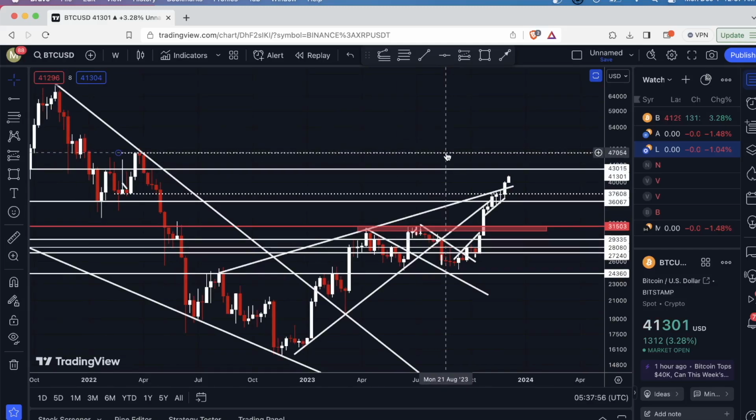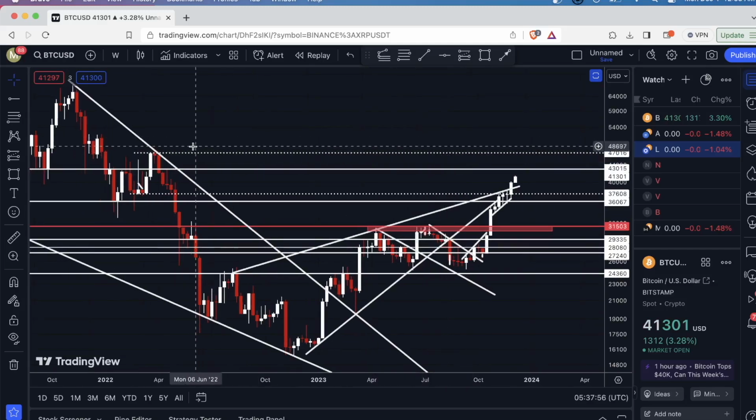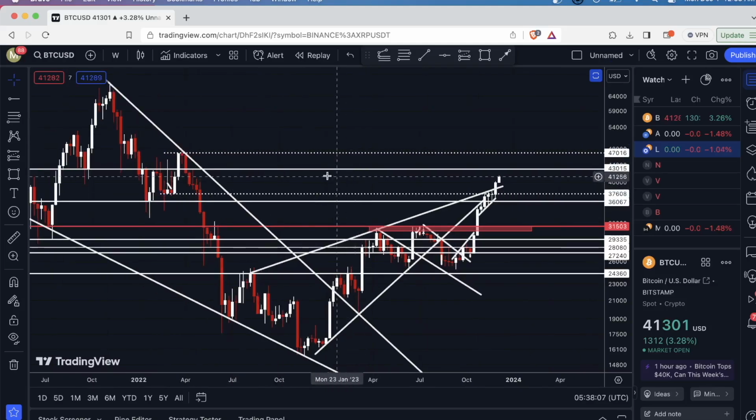Beyond that, we have this $47,000 target, which is right at the top of these candle bodies right here. But yeah, honestly, the coast looks pretty clear for Bitcoin until we reach those targets.